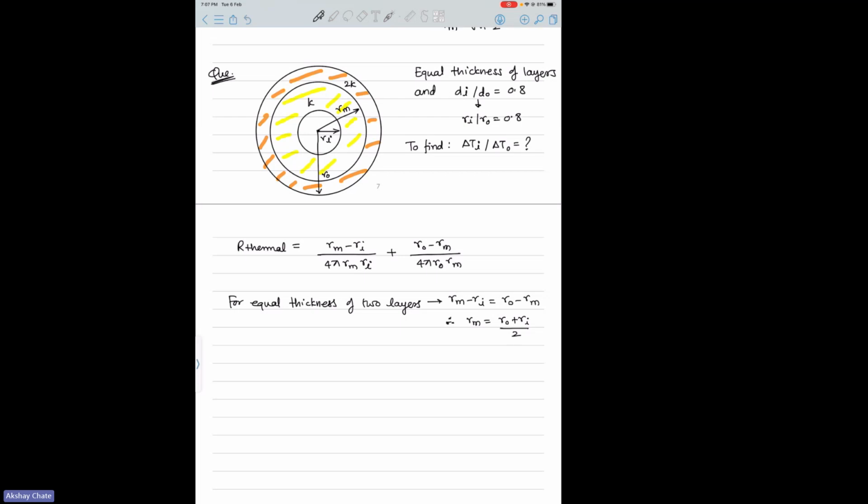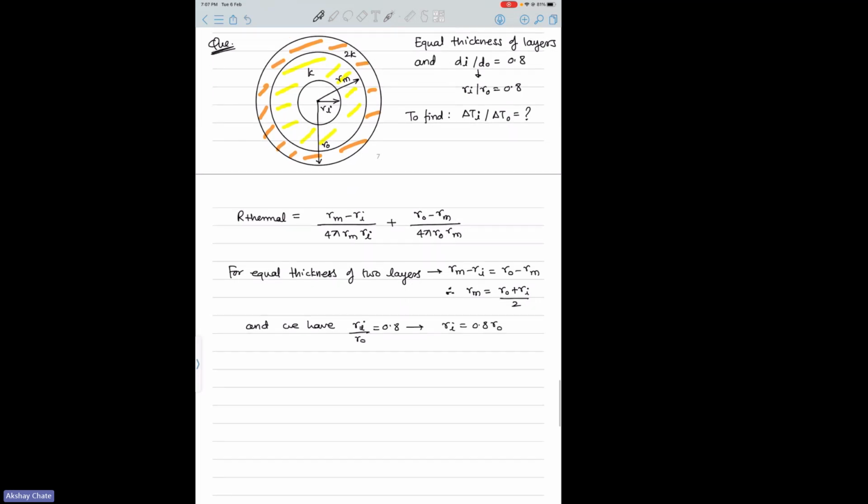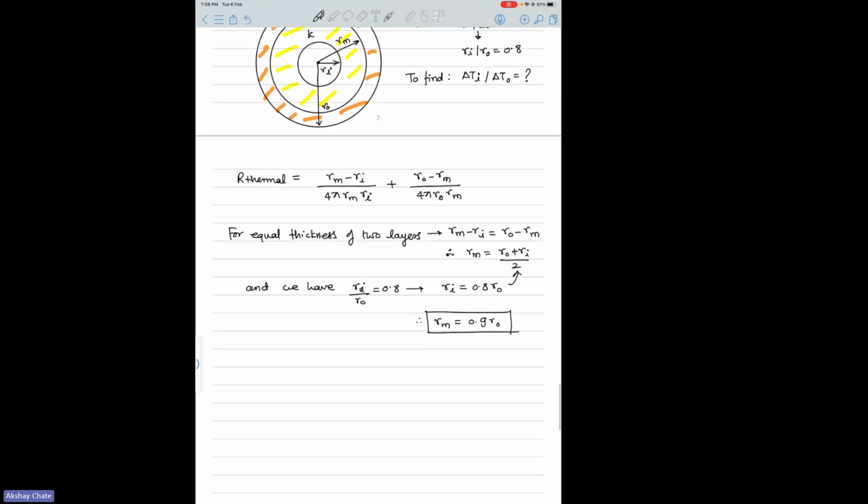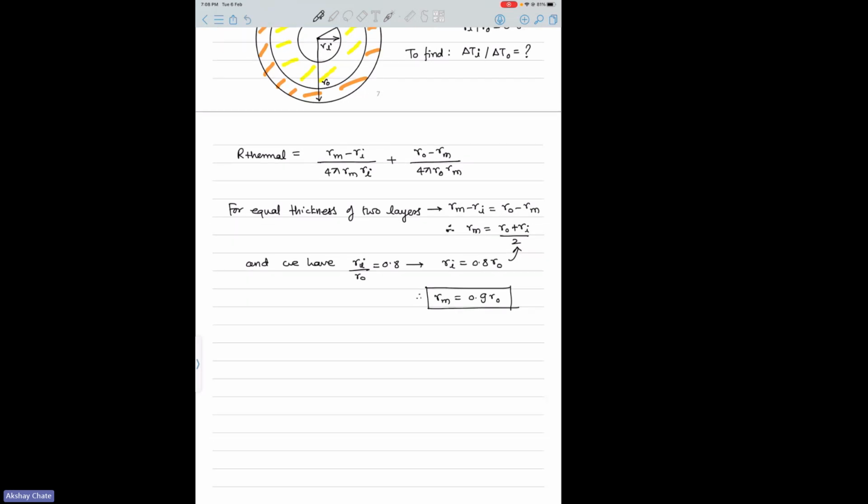But does it give us anything? We also have Ri by Ro as 0.8, which is given in the question. So Ri becomes 0.8 times Ro. Now put that in this equation. Therefore Rm is nothing but 0.9 times Ro, that is 1.8 by 2. So now you have something to go on, and this is your total thermal resistance.